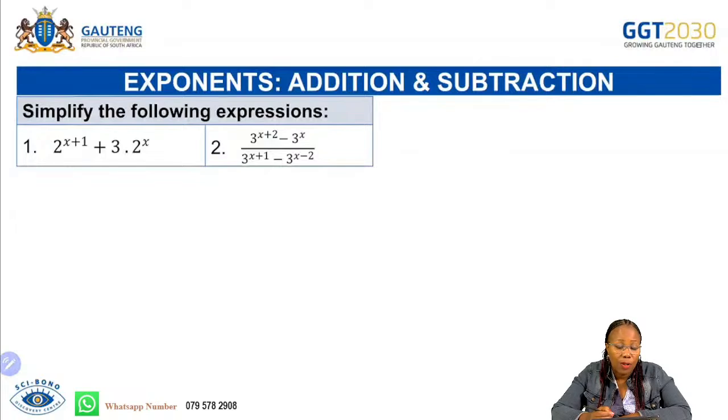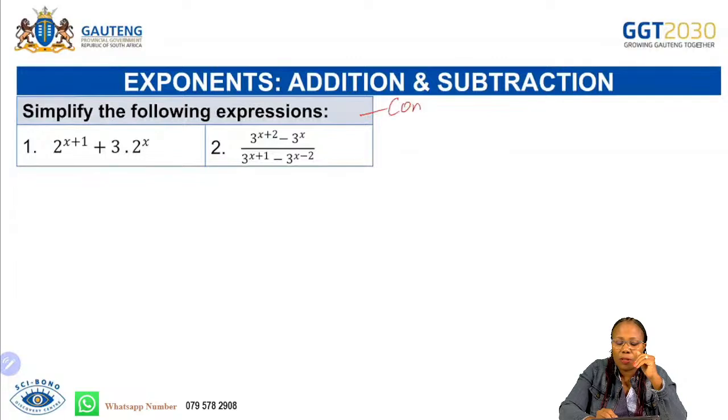So now, exponents, addition and subtraction. Previously, we were only looking at multiplication and division. We were applying the first two rules of exponents, talking to multiplication and division. Now here we are talking addition and subtraction. The method is different. You can't do whatever we were doing previously. For this one, the method is common factor method.